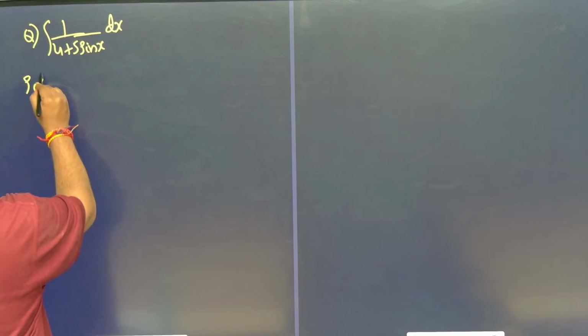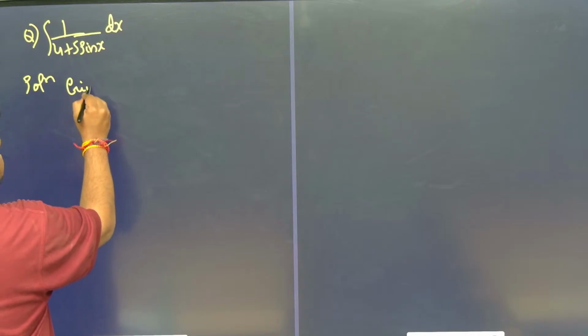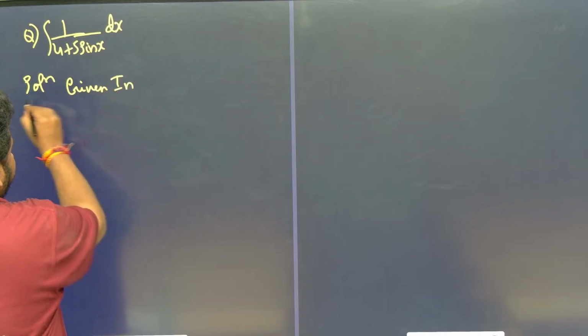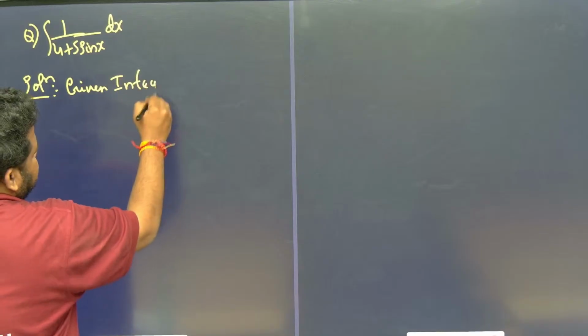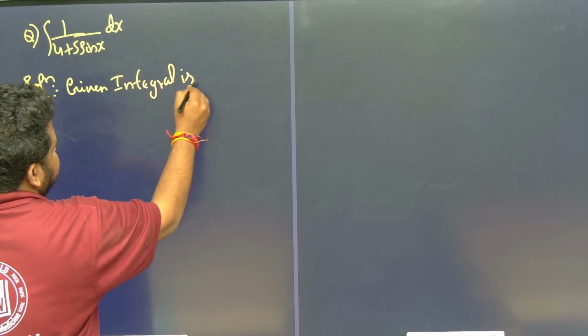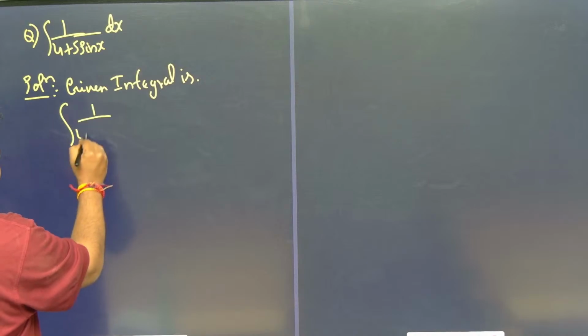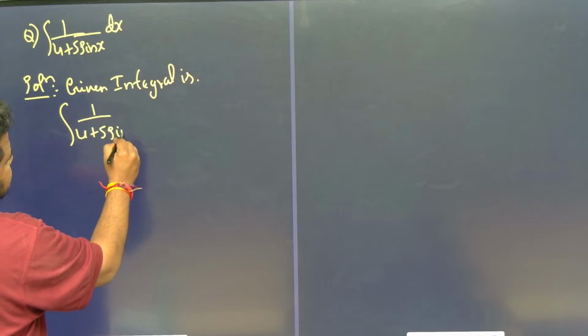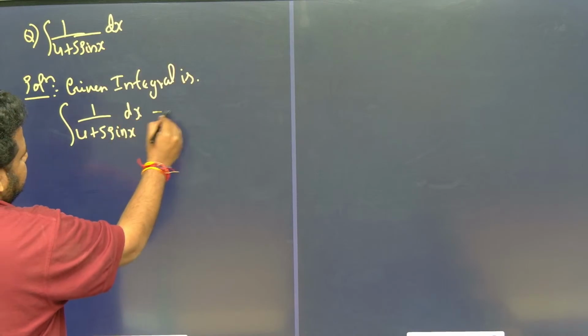Solution. Given integral is, you have to write down: given integral is the integral of 1 by 4 plus 5 sin x dx. This is equation 1.